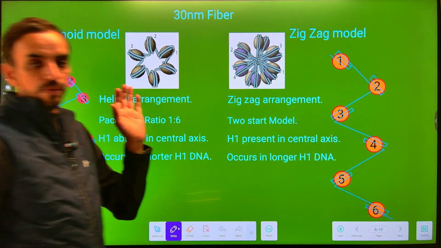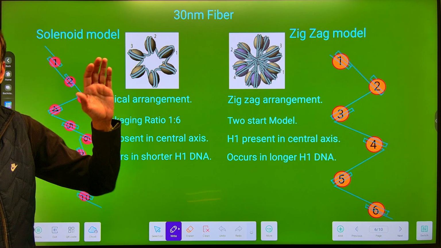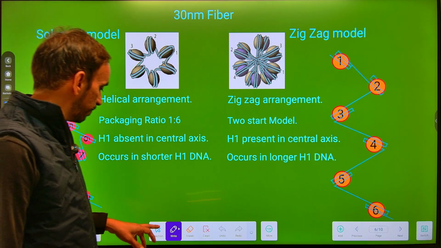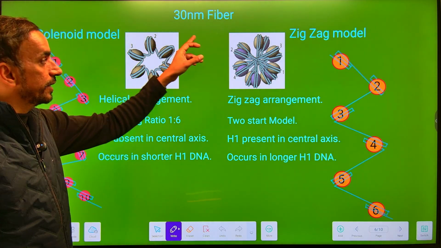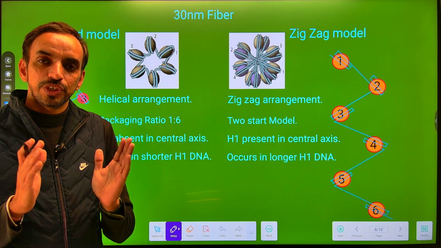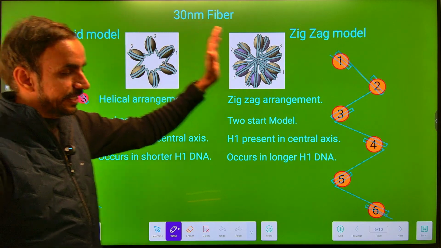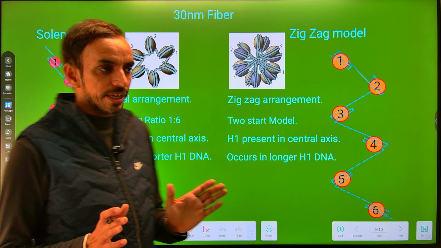there is a formation of a structure which is known as 30 nm fiber. It is the next level of organization, that is the 30 nm fiber. And for 30 nm fiber we have two different models, the solenoid model and the zigzag model. Let us understand both, it is very important.